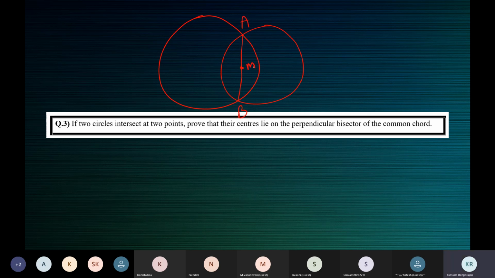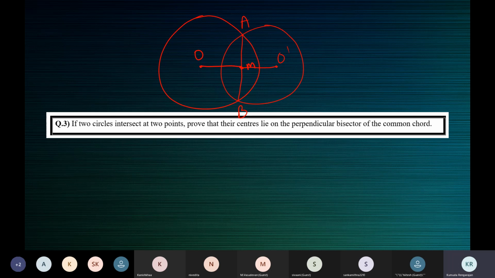Let M be the midpoint of AB. In the circles, we know the centers: O is a center, O dash is a center. Next, join OM and join O dash M. Here it looks like a straight line because we are going to prove it's a straight line, but we have not assumed so. OMO dash may be a broken line, but we are going to prove it's a straight line.